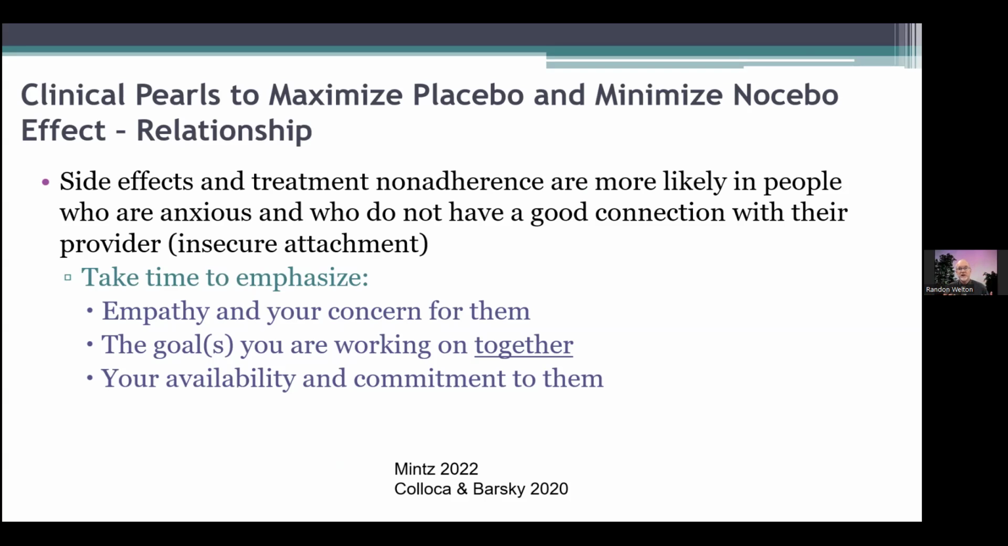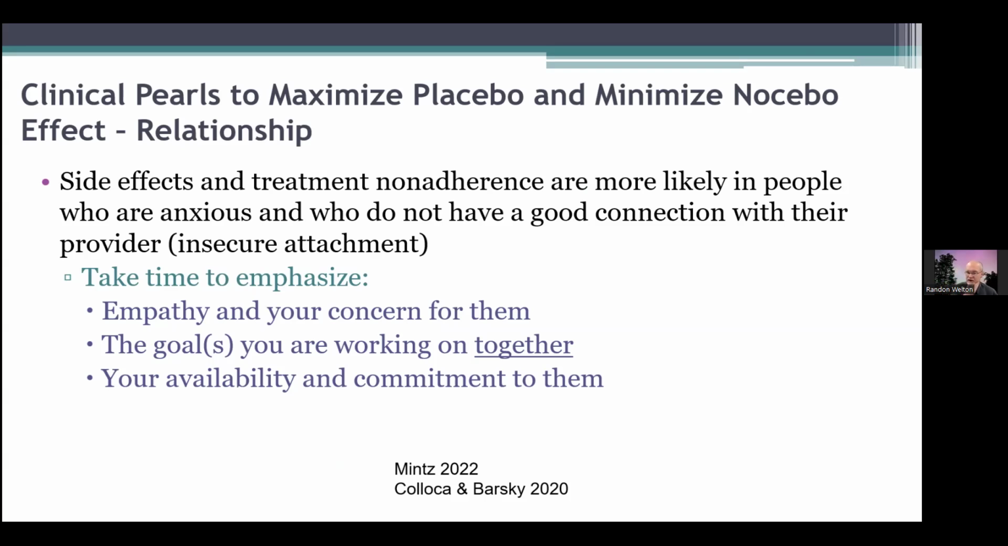And so what you need to do, besides trumpeting the value of the medicine, is to take time to shore up that relationship. Make sure that you're using empathy and validation to create a positive bond between the two of you. Make sure that you express respect for them, concern for them, that you are really invested in them as a person. You really want them to feel better. Make sure that you've identified and you're working together as a team toward goals that you've picked, and let them know your availability.